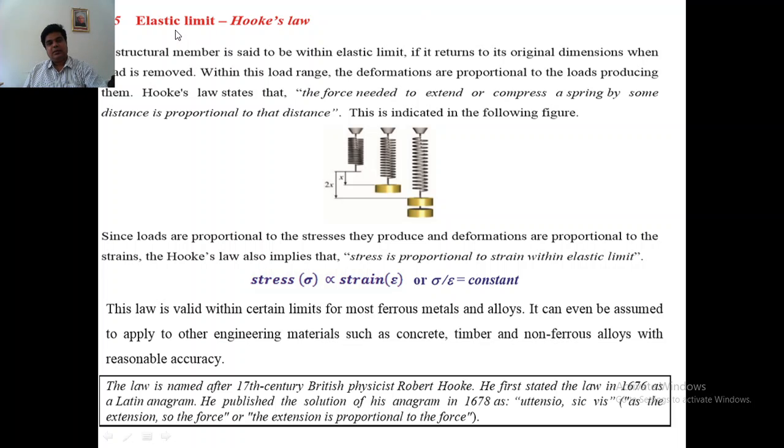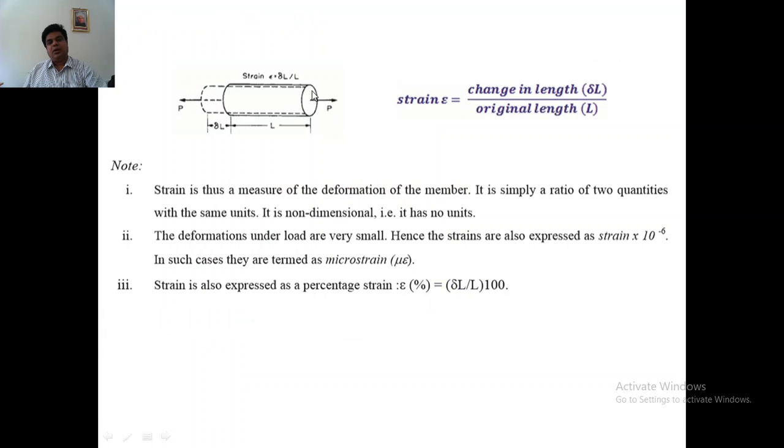That's what in this slide we have called the elastic limit. We are using the word limit here. Limit means all the materials will have a certain limit for the load. Below that limit of the load, it will show elastic deformation. Above that particular load, it will show plastic deformation. That particular limit of the load is called the elastic limit.